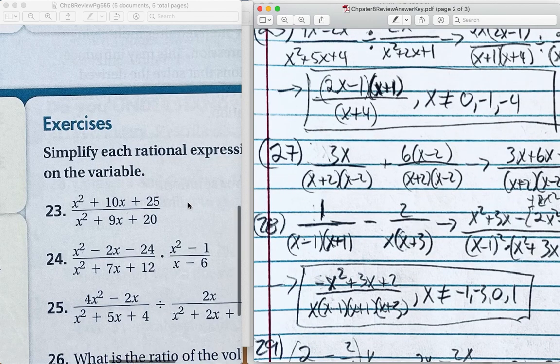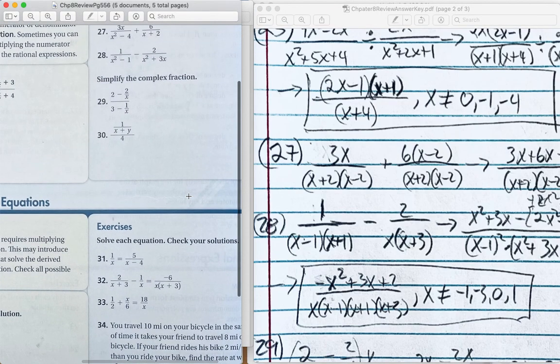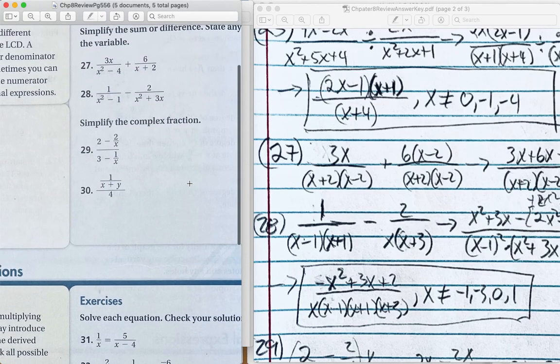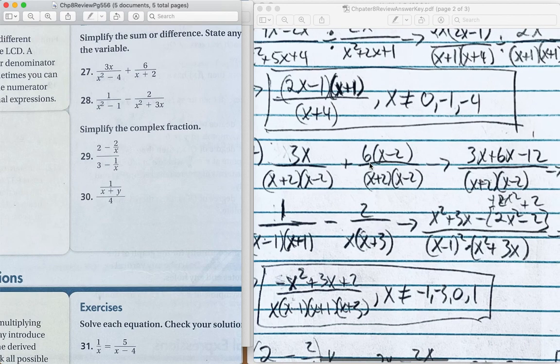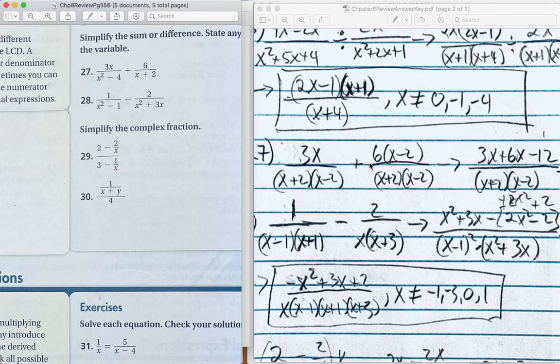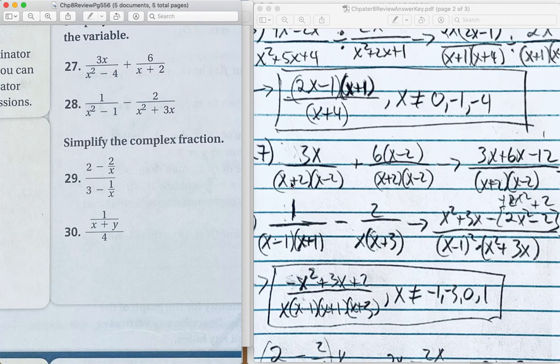So for 27, we're adding and subtracting rational fractions. So we have 3x over x squared minus 4, so I simplified it ahead of time: x plus 2 times x minus 2. Over here, it's going to be 6x plus 2. So what I did over here, to make the denominators the same, I multiplied top and bottom by x minus 2.